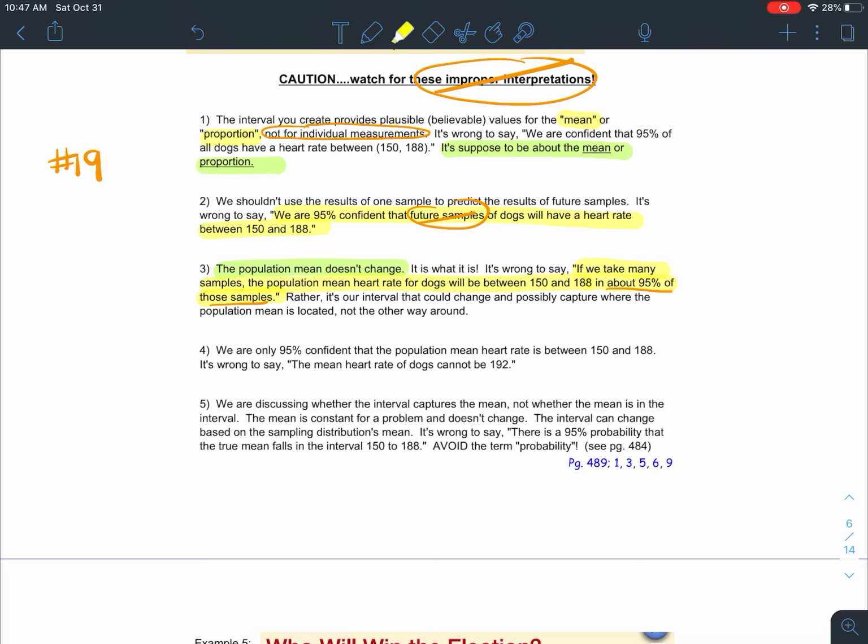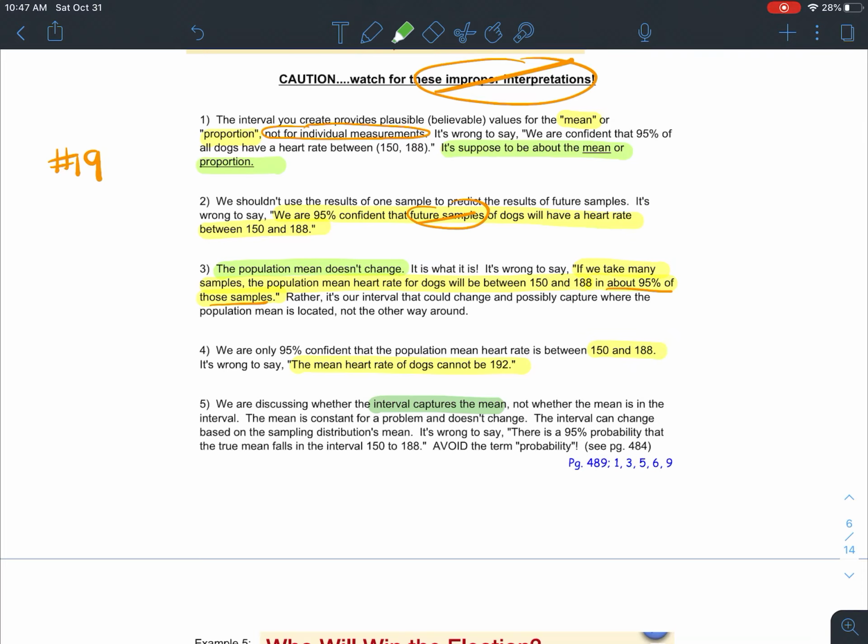Okay, and finally, we're only 95% confident that the population mean heart rate is between 150 and 188. So it is wrong to say that the mean heart rate of dogs cannot be 192. Okay, remember, these are only confidence intervals. Okay, so it's not leaving out of the question that the actual population parameter could be located outside of that interval that you've created. Okay, the last example here says we're discussing whether the interval is capturing the mean, not whether the mean is in the interval.